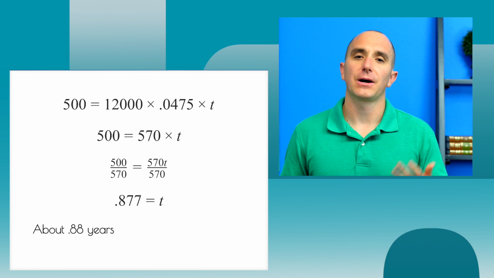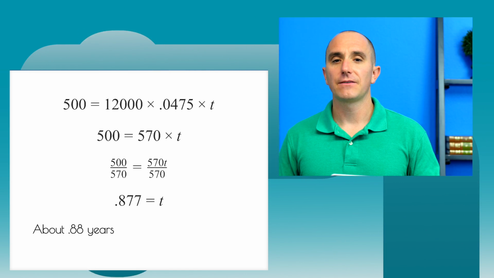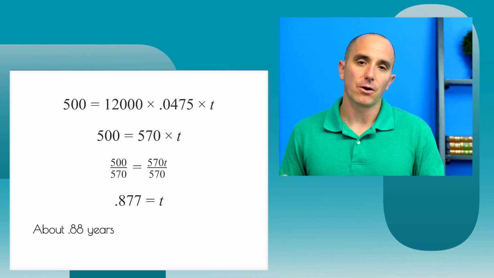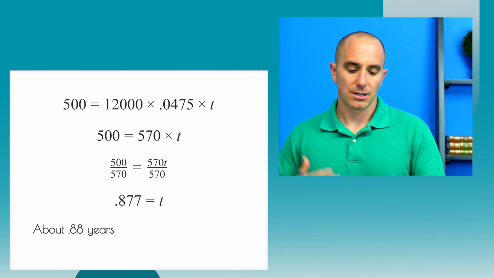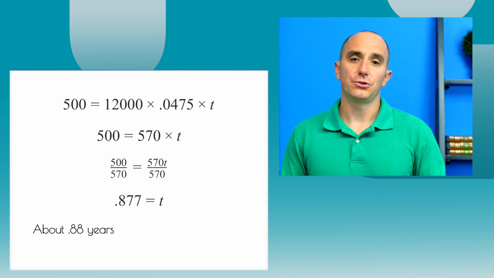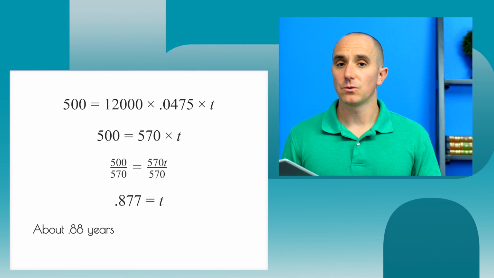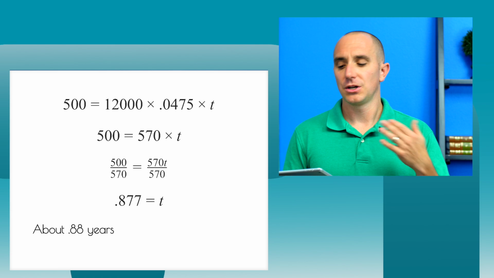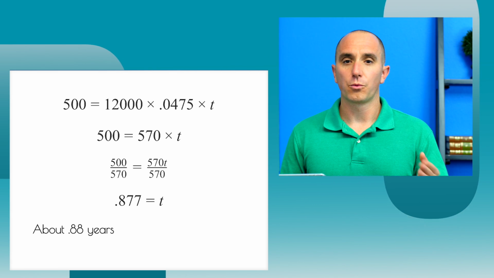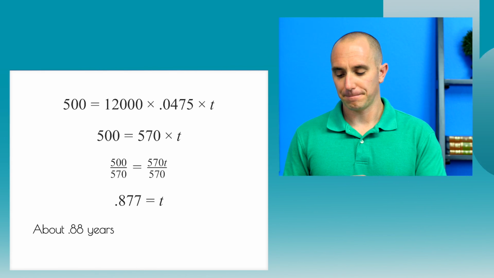But since we're talking about time, you would round 0.877 up and say about 0.88 years to earn that $500. So you're going to earn $500 in less than 1 year if you had $12,000 to invest at 4.75%, which is a pretty good rate.